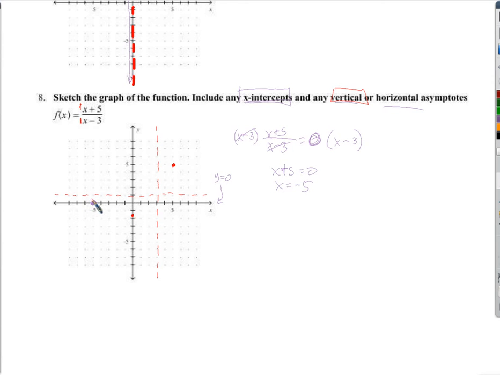I found one x-intercept. There's one and only one x-intercept. So I know that as I go through this point, I should go down as I approach the vertical asymptote, because it's not going to go up and cross the x-axis, because I didn't find an x-intercept. Okay, now what do I do about this x-intercept?